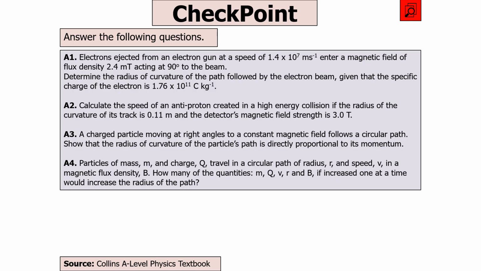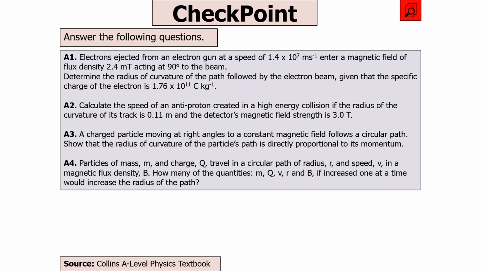10 to the 7 meters per second enter a magnetic field of flux density 2.4 milliteslas acting at 90 degrees to the beam. Determine the radius of curvature of the path followed by the electron beam, given that the specific charge of the electron is 1.76 times 10 to the 11 coulombs per kilogram. Calculate the speed of an antiproton created in a high-energy collision if the radius of curvature of its track is 0.11 meters and the detector's magnetic field strength is 3 teslas.